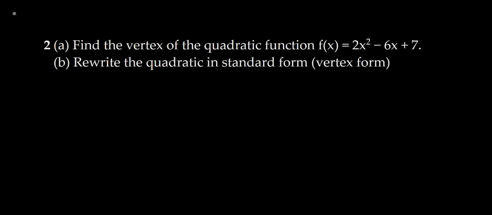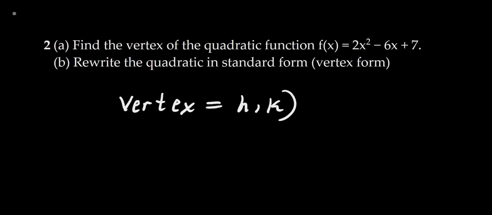To solve this problem, we have to recognize that the vertex is the value of h and k. And the formula for finding h is equal to -b over 2a.